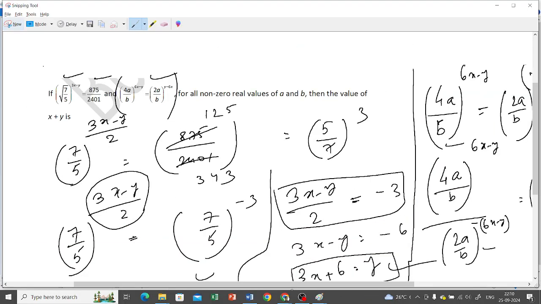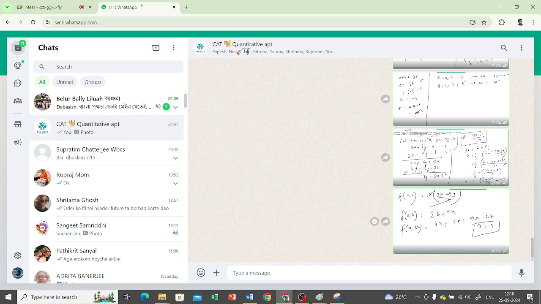Understood? This was a sum purely based on indices.